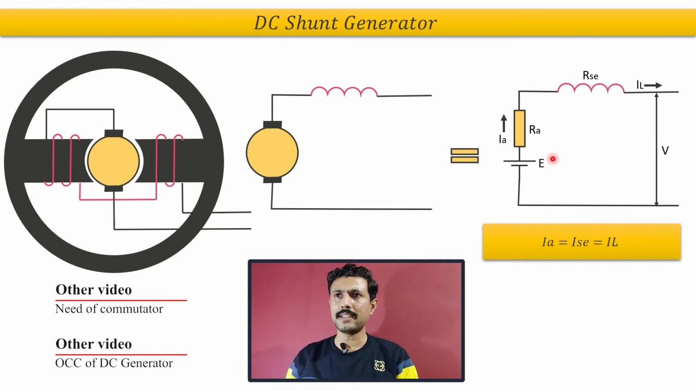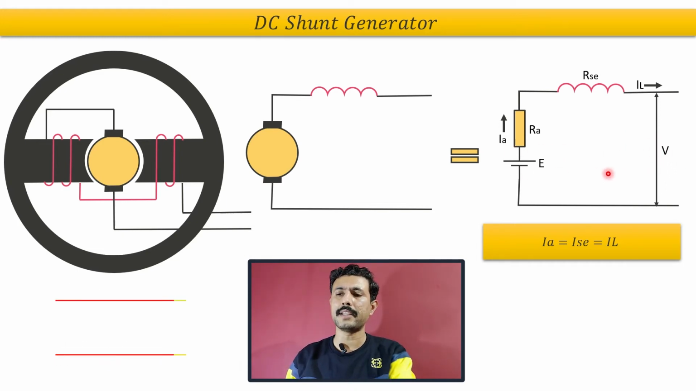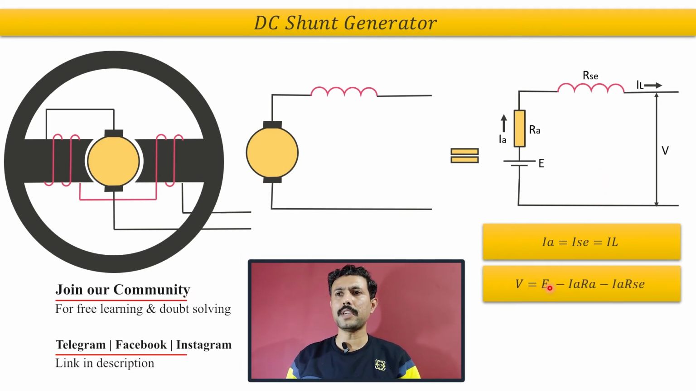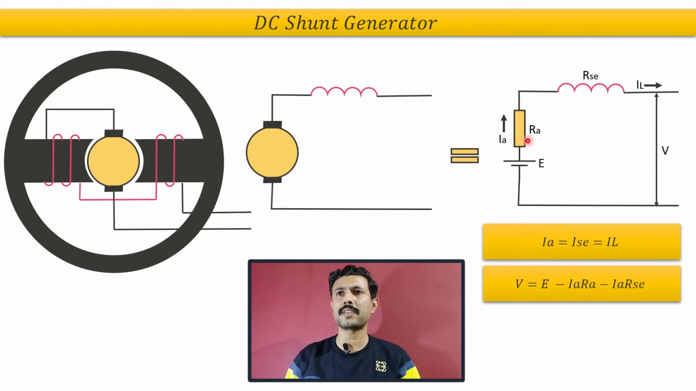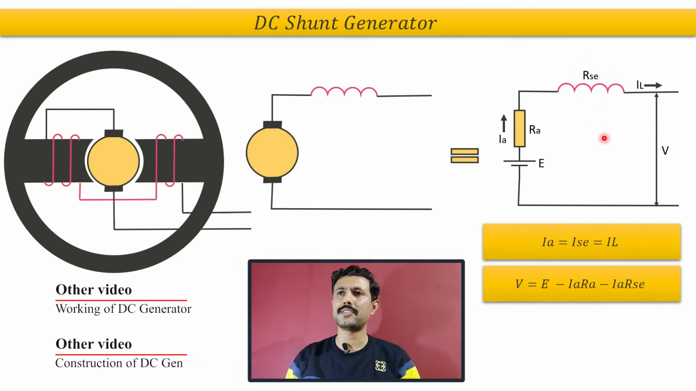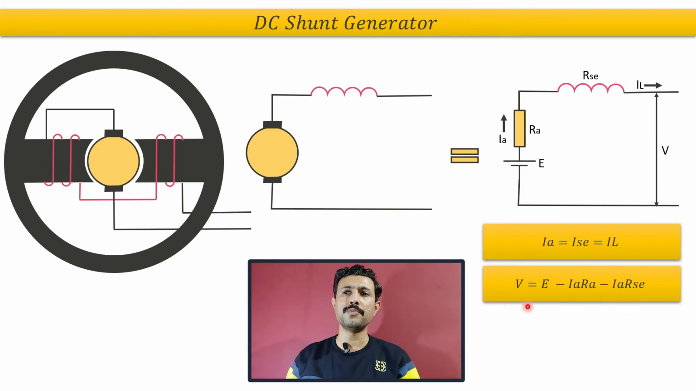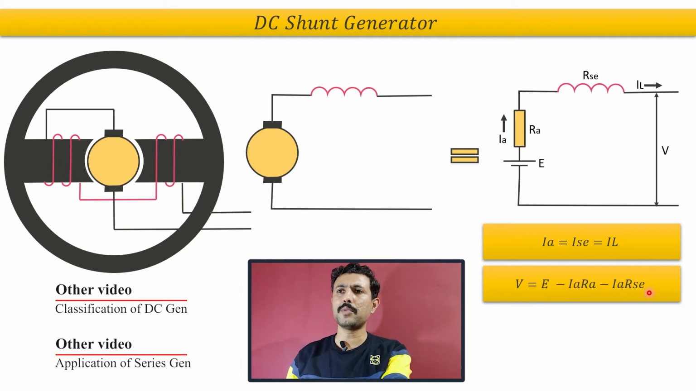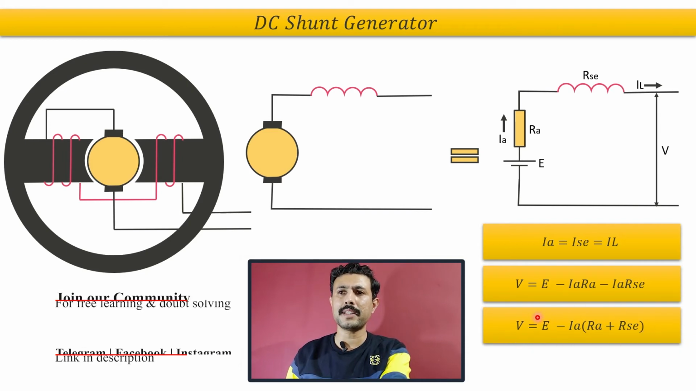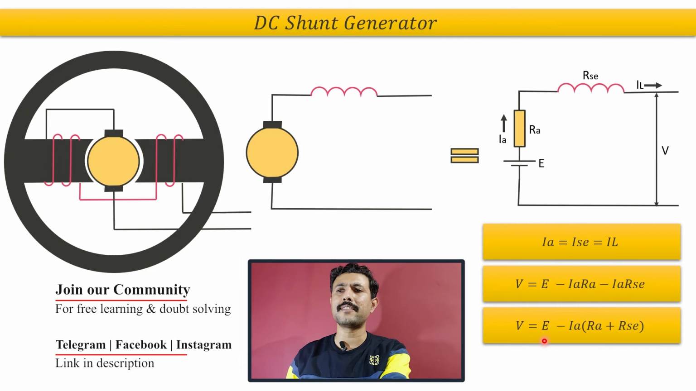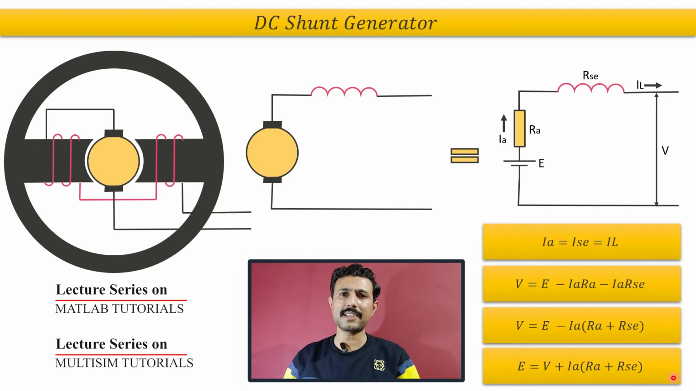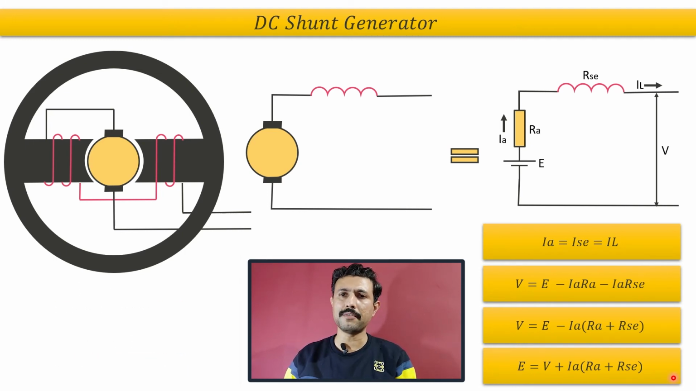Using this KVL, we will establish the relation between V and E, and it is as simple as it looks. V is equal to E minus IaRa, the voltage drop in this resistance, and minus IaRse, the voltage drop in this resistance. Now the current in both resistances is the same, so we can rearrange this equation and write it in this manner. And if we want to find E, we can rearrange this equation and we'll get the equation for E. This is how you can establish the relation between E and V.